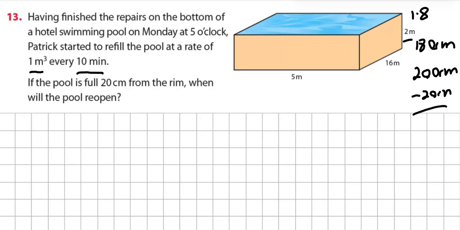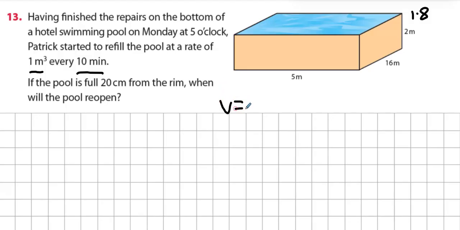1.8. Now, let's get the volume of the water. The volume of the water is the same shape as the container it's within, so it's essentially a box of water. So how do we get the volume of the water? Can anybody tell me? 5 by 16 by 1.8. So what's the volume of water required then? 144 meters cubed, is it?